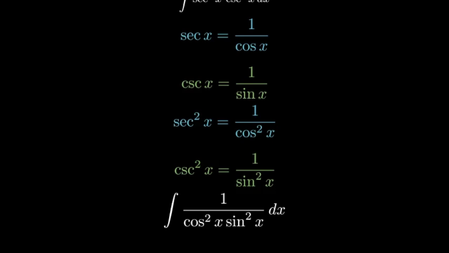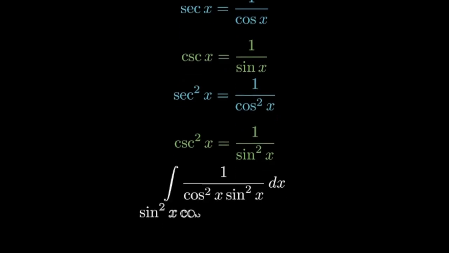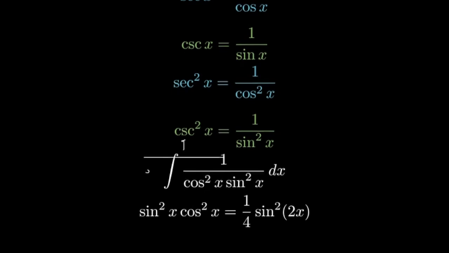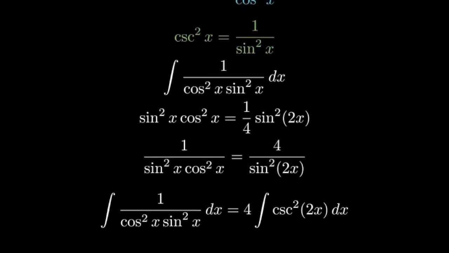Now, here's where we can use a clever substitution. Remember that sine² times cosine² equals 1/4 times sine² of 2x. Therefore, 1 over sine² cosine² equals 4 over sine² of 2x. This means our integral becomes 4 times the integral of cosec² of 2x dx.